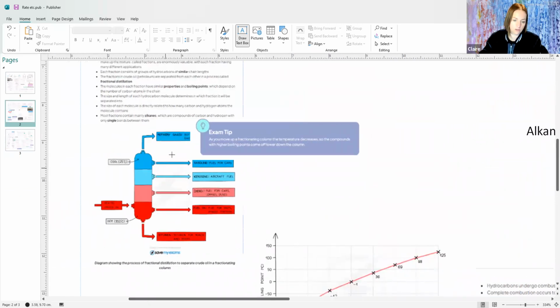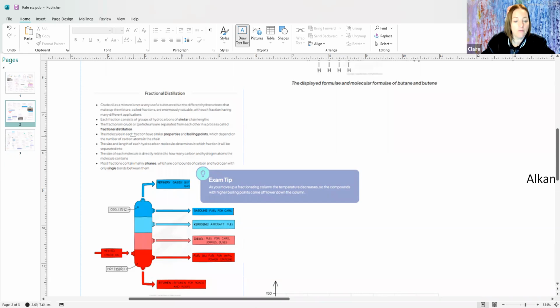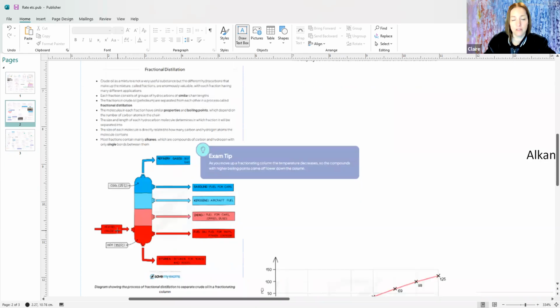So this is the structure of fractional distillation. Know your fractions here and what they're used for. You do need to know them. As you move up the fractional column, temperature decreases, so the compounds with higher boiling points come off lower down the column. So for the separation of crude oil, just imagine crude oil is a whole bag full of different length hydrocarbons. We have to separate those out.